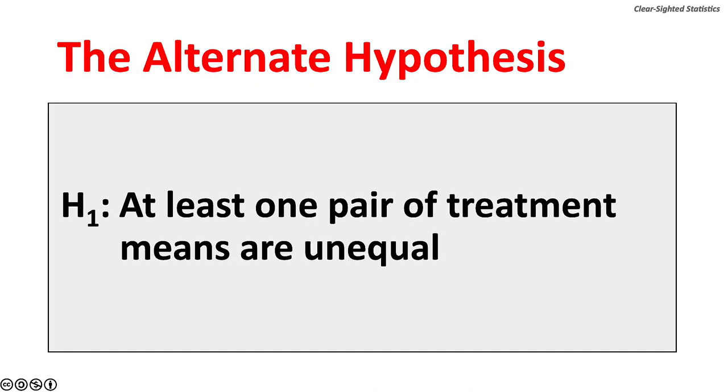The alternate hypothesis states that at least one pair of treatment means are unequal. Unlike the 1 and 2 sample test we studied so far, the alternate hypothesis is not written using mathematical notation or Greek symbols. The text of the alternate hypothesis should be framed in the context of the research problem. In cases where there are only two treatments, the alternate hypothesis could be written with mathematical notation. Mu1 does not equal mu2.